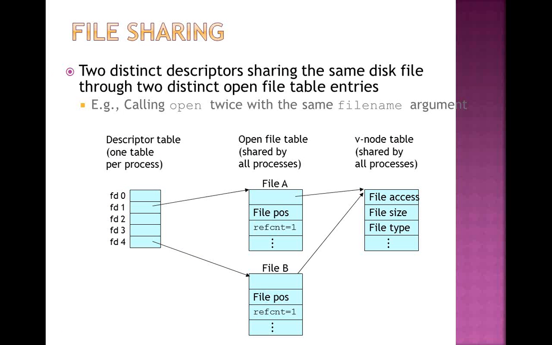Then we discussed the next topic, file sharing, that is how files will be shared among different processes. Two different file descriptors share the same disk file through two different open file entries. That is done by using file sharing.